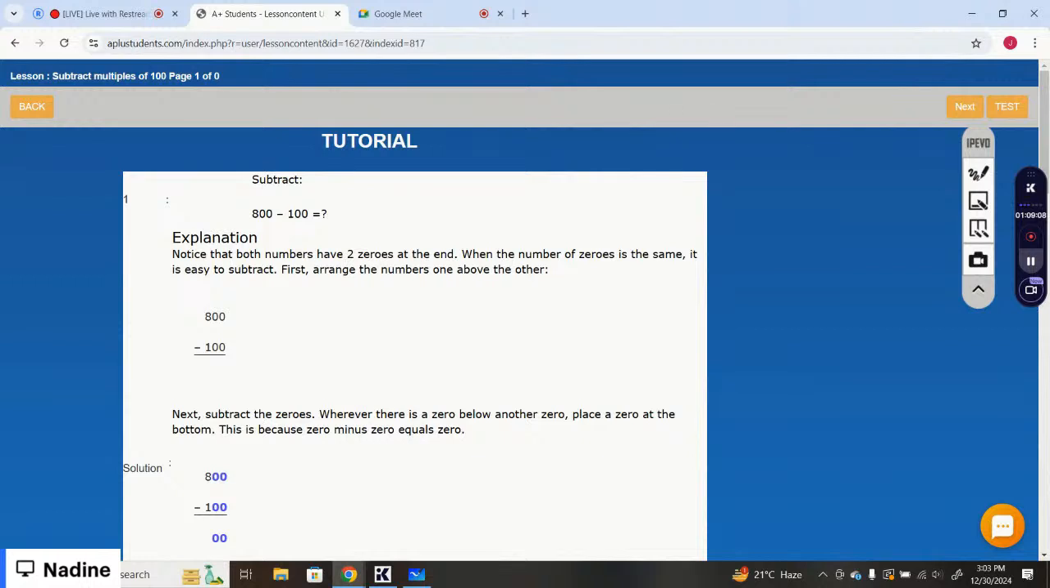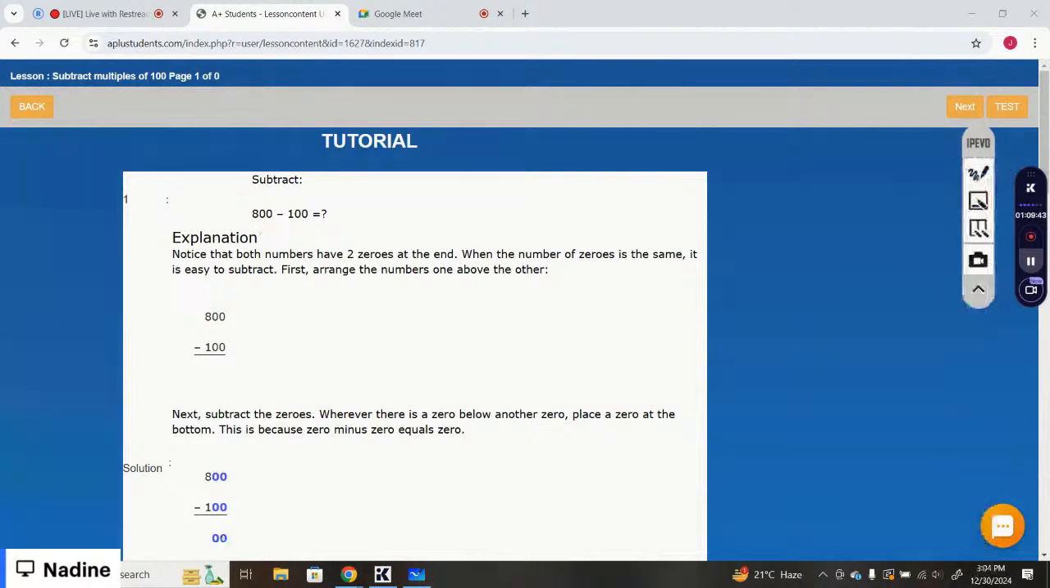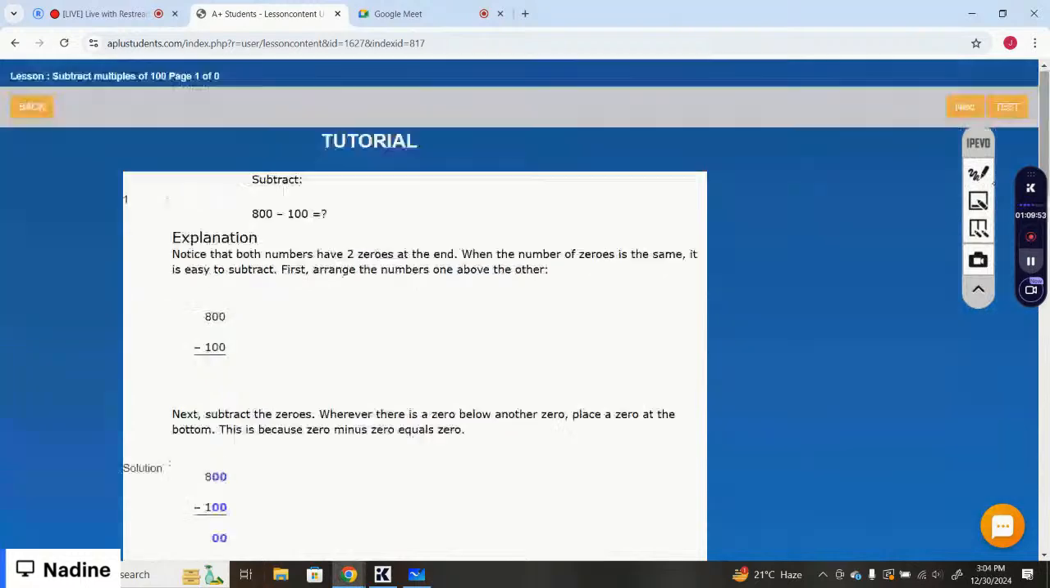800 minus 100. Both the numbers have zeros. 800 has two zeros and 100 has two zeros, right? So the first thing you have to do is write them down one above the other. You have to subtract zeros first. We know that 0 take away 0 is 0, then another 0, 0 take away 0 is 0. Then you have to do 8 take away 1. So 8 take away 1 is 7. So that means 800 minus 100 is 700. Let's just start with the test questions.